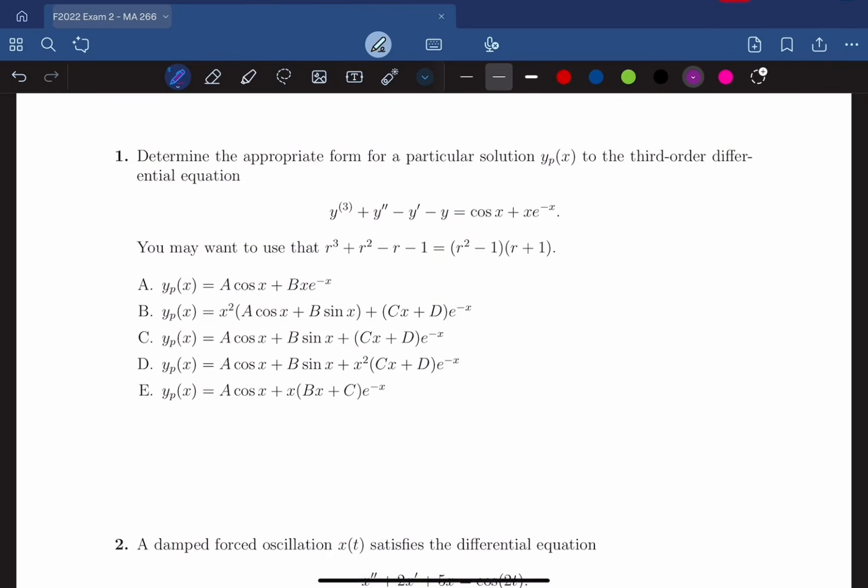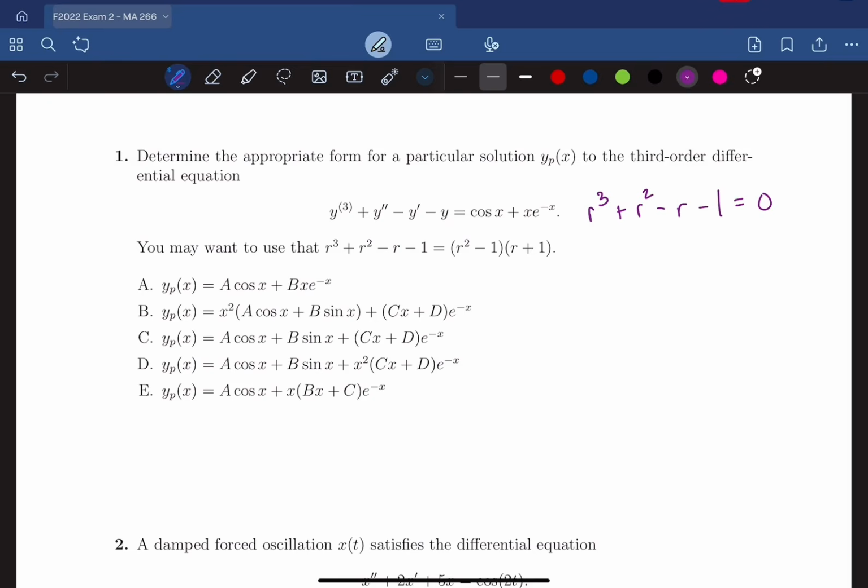So the first thing we're going to do is use the characteristic equation, and we're going to set that equal to 0. So we are just going to ignore the right side for now. We're going to ignore the non-homogeneous part.